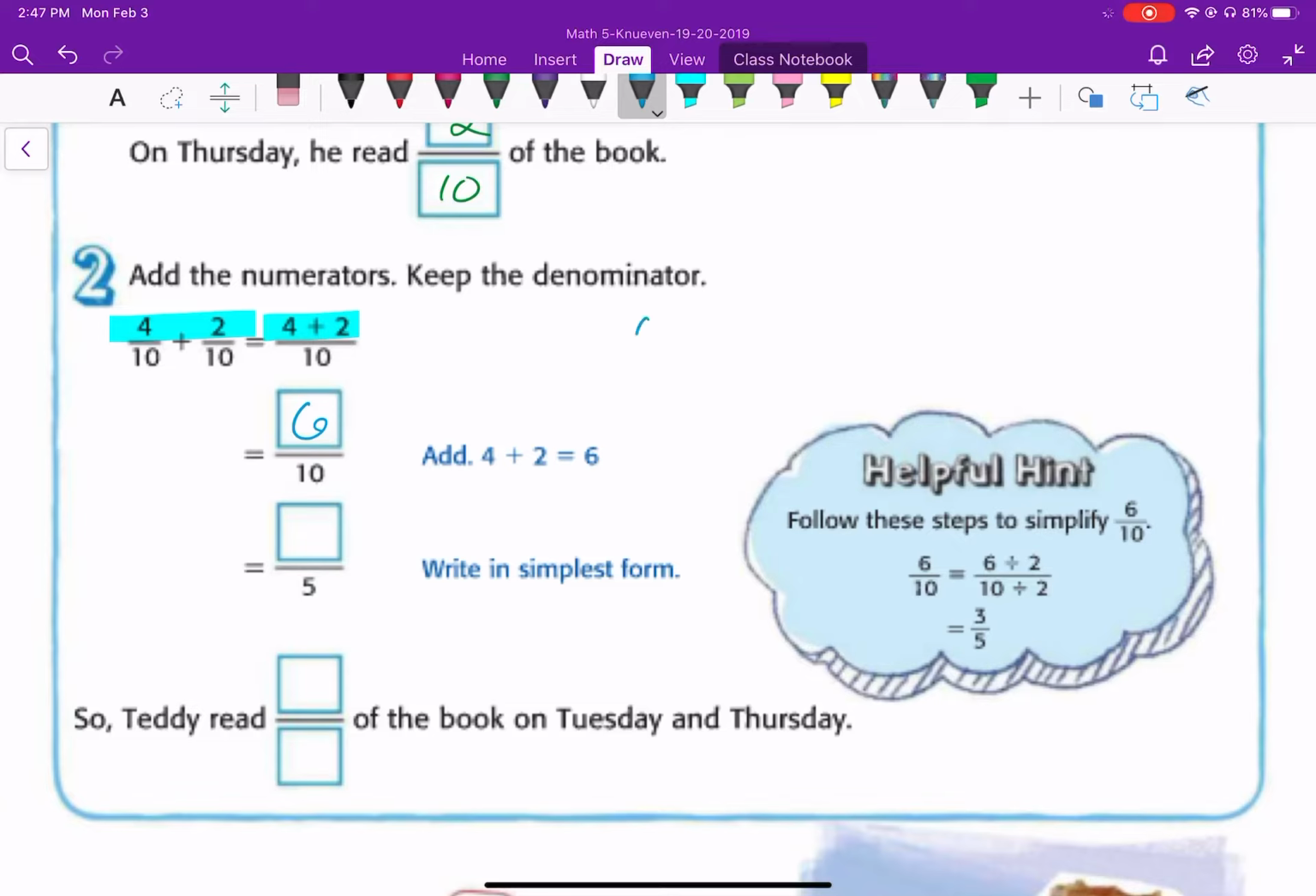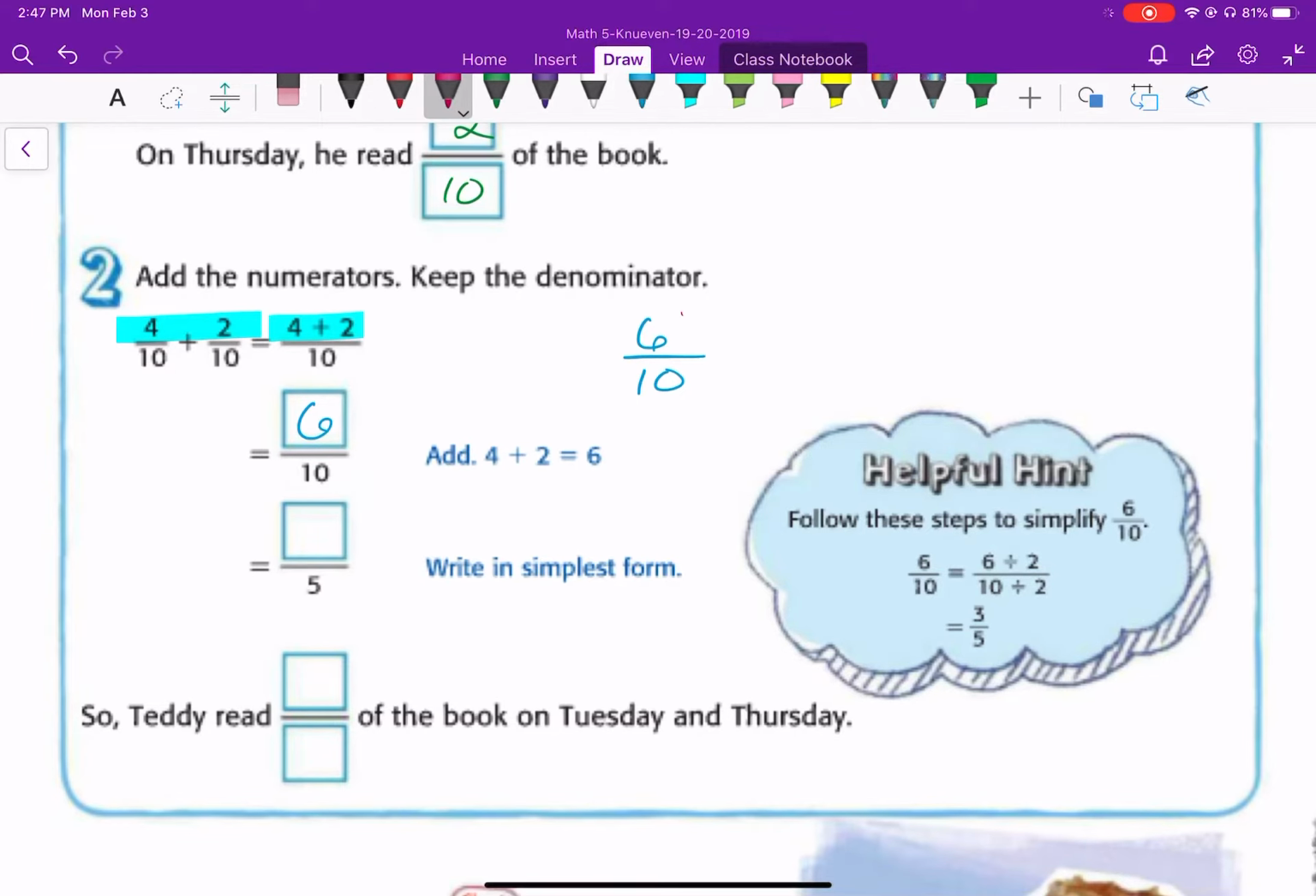But I need to identify that 6/10, they are both even, right? 6 and 10. So I can factor out a 2. So when I factor out a 2, I'm writing it in simplest form. 6 divided by 2 is 3. 10 divided by 2 is 5. So Teddy read 3/5 of the book on Tuesday and Thursday.